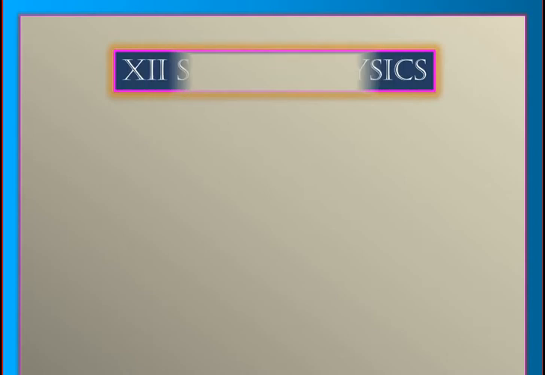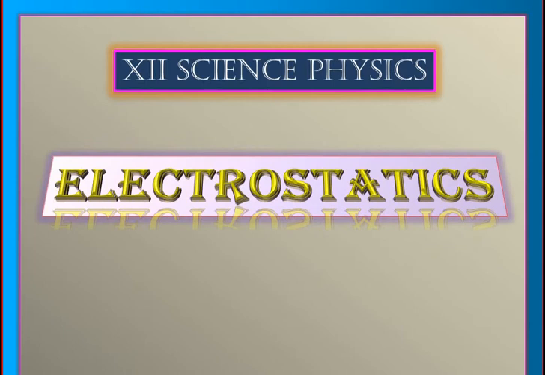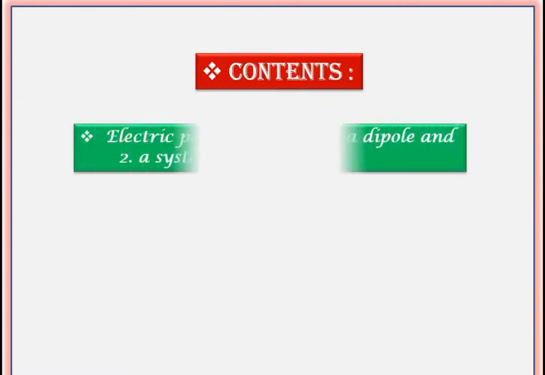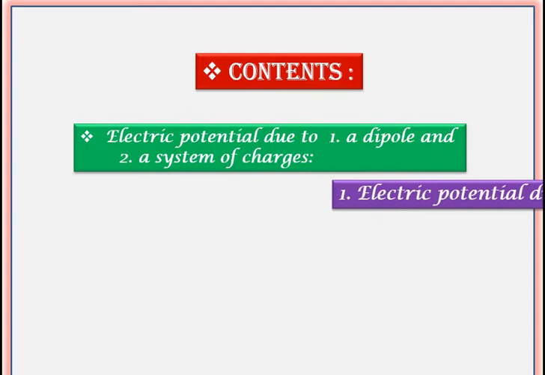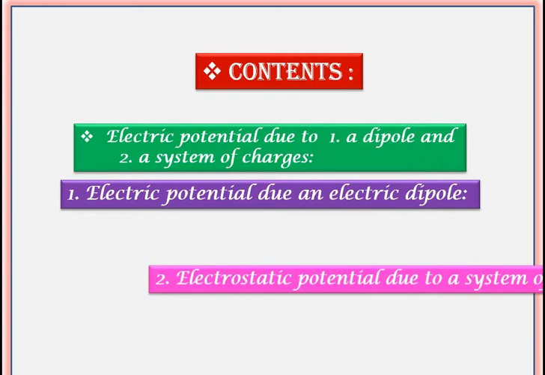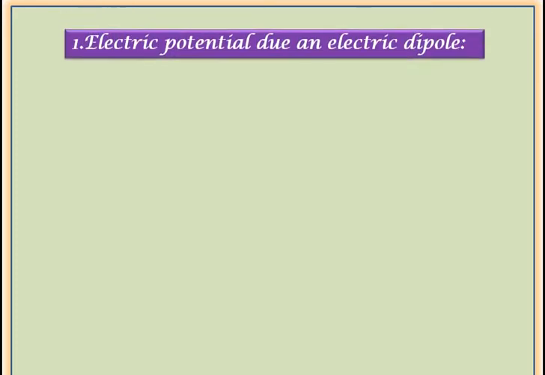In last lecture, we have seen the expression for the electric potential due to a point charge, and in this lecture, we will discuss the new points in this chapter. They are the electric potential due to an electric dipole and the electrostatic potential due to a system of charges. Let us see first the electric potential due to an electric dipole.